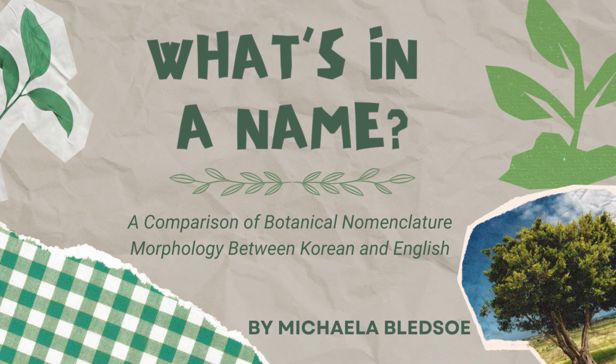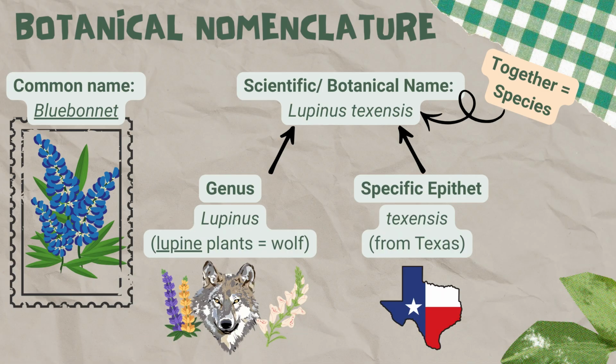A comparison of botanical nomenclature morphology between Korean and English. So what is botanical nomenclature? It is a standardized, Latinized naming system for plants. These names are universal. No matter the language or country, these names are the scientific standard, like the International System of Units. That's why they use Latin.